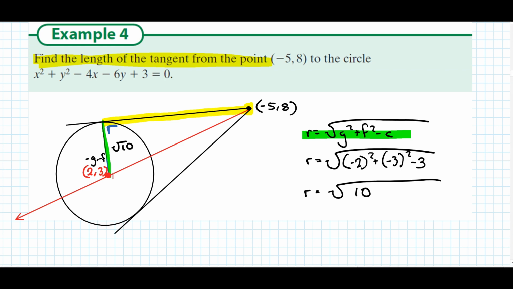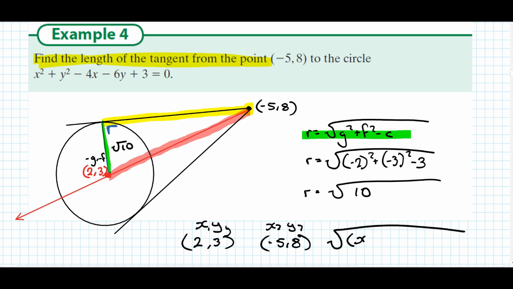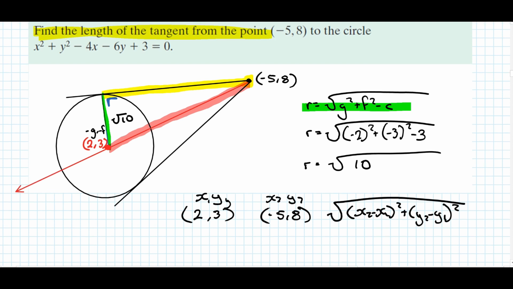What about this distance here? Could you find the distance between 2, 3 and minus 5, 8? So x1, y1 is 2, 3. x2, y2 is minus 5, 8. And use the distance formula, which is the square root of x2 minus x1 squared plus y2 minus y1 squared.